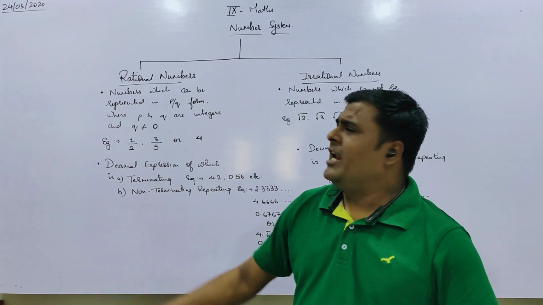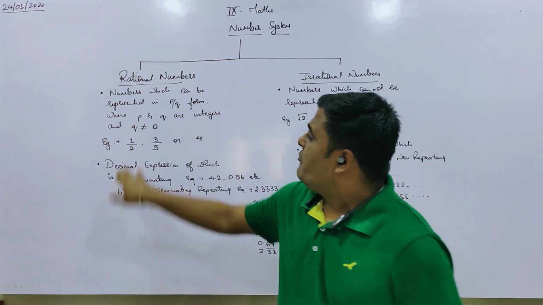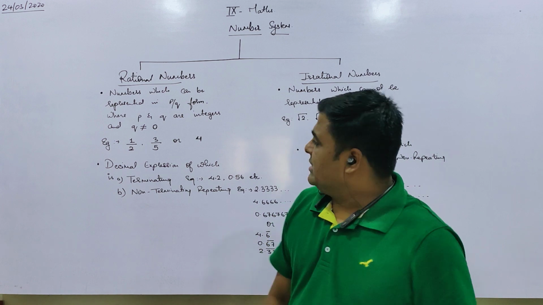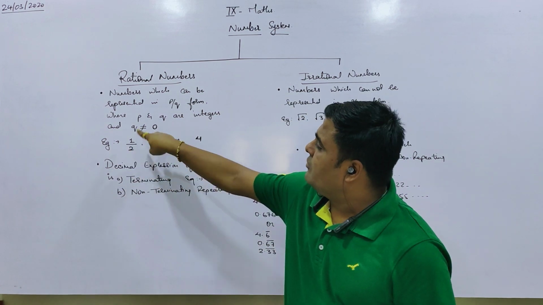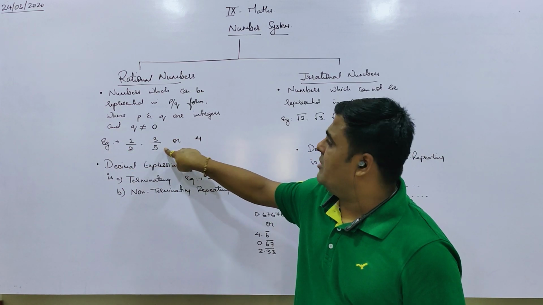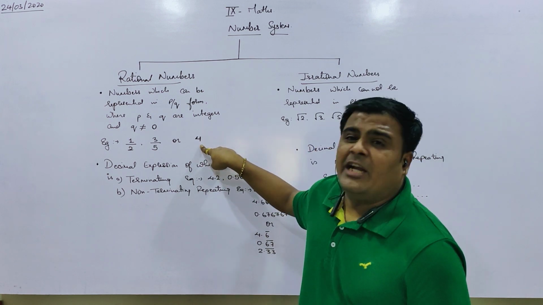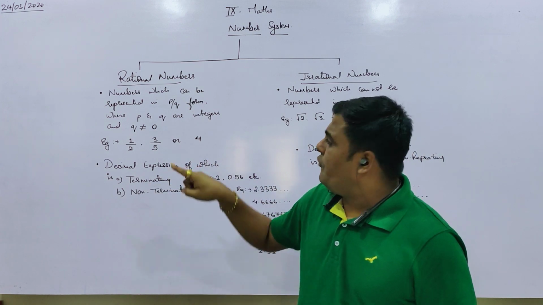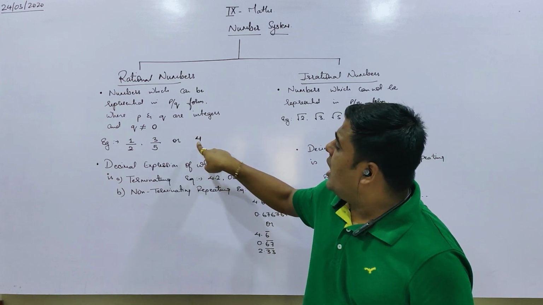A rational number is any number which can be represented in p by q form, where p and q are integers and q should not be equal to 0. Let us take an example. Example is 1 by 2. It's a fraction, and 1 by 2 is a rational number. 3 by 5 is also a rational number. Or 4. We don't see the denominator of 4, but it doesn't mean it's 0. The denominator of 4 is 1. Always the denominator is 1 for a whole number.